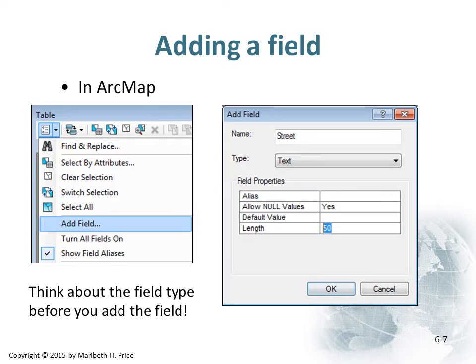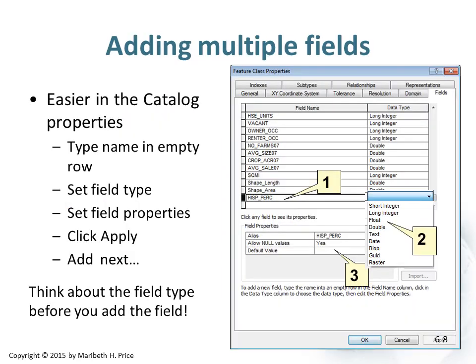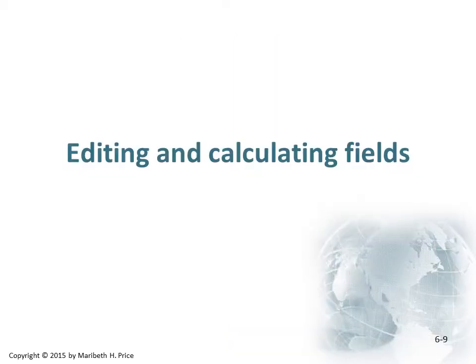So if you want to add a field, you can go to that attribute table and go down to add a field, and it pops up. You give the field a name. Remember not to start those with a number. And then you select the type. You can also adjust the length and some other things as well. Adding multiple fields is probably easier in catalog, and allows you to set it up, but the exercises and Price's textbook will help you learn more about this.